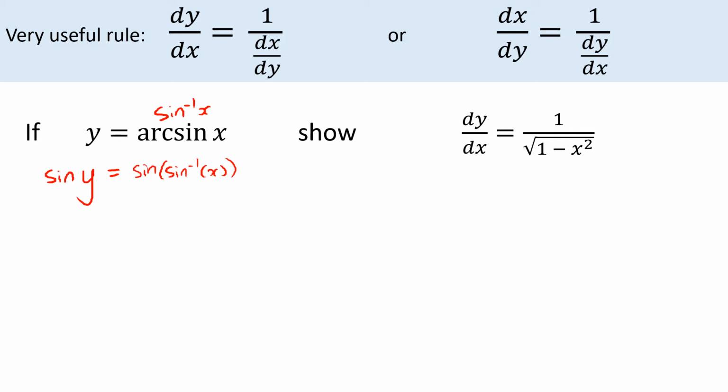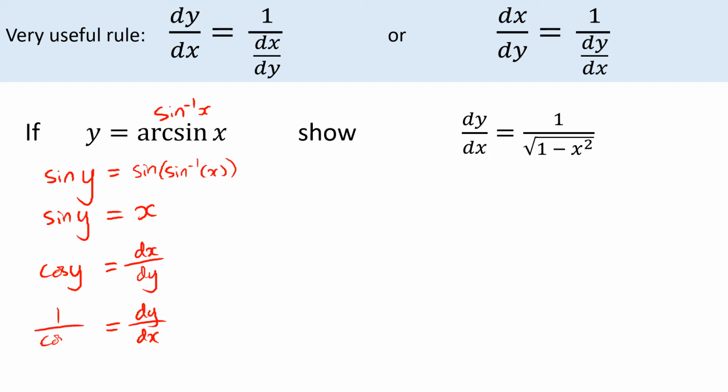That's the whole point. It's the inverse of trig. So we can just say, or you could just go straight to this line, that sin y is x. And why is that useful? Well, it means we can differentiate this using dx/dy is cos y, and then we can flip it upside down to get dy/dx is 1 over cos y.